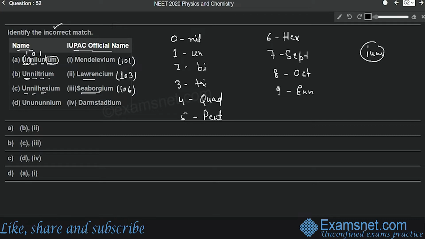Now the last one is Unununium. That means 111, right? And here it is given Darmstadtium. So this is not a correct match. The element with atomic number 111 is Roentgenium. So this is not a correct match. So which option will be correct? Option C. This match is incorrect.